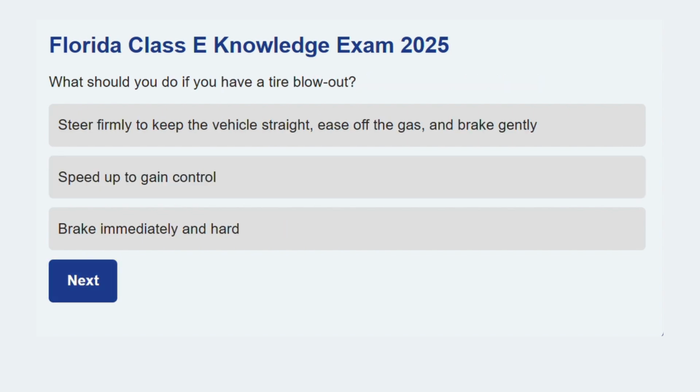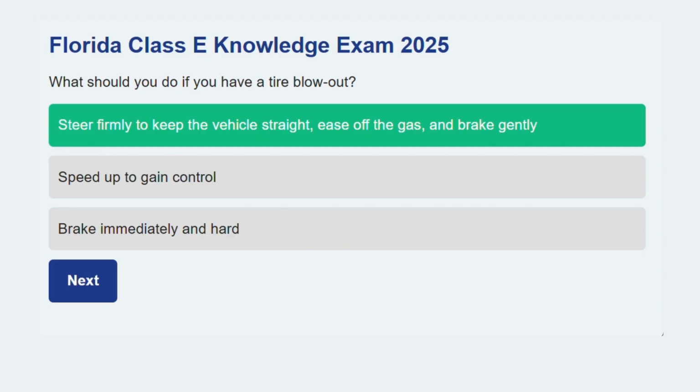Next question up. What should you do if you have a tire blowout? Steer firmly to keep the vehicle straight, ease off the gas, and brake gently. A firm grip and gentle actions are key to maintaining control during a blowout.